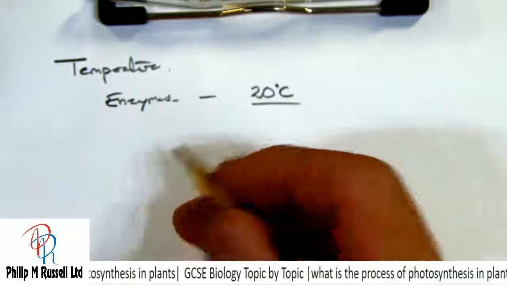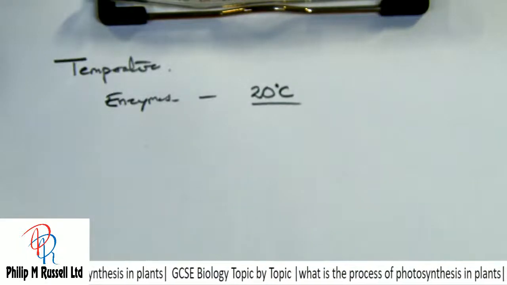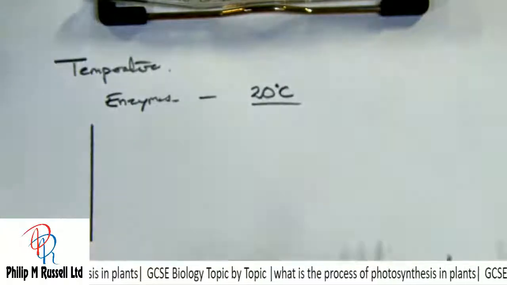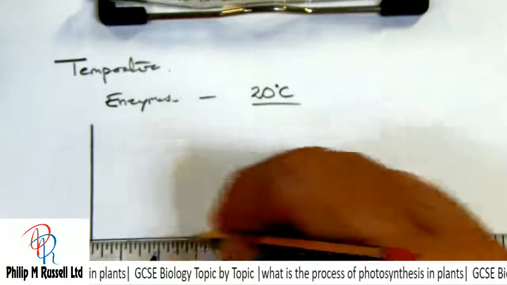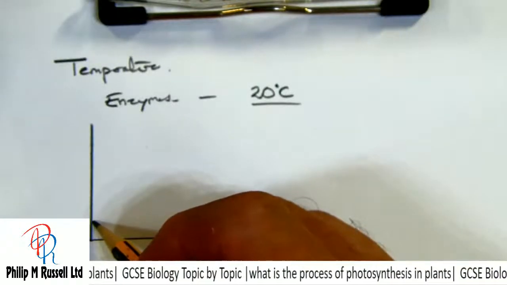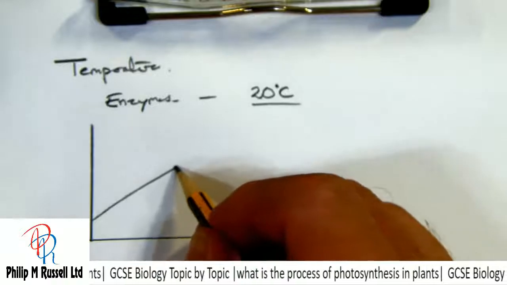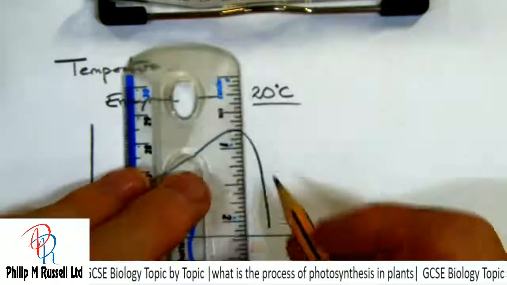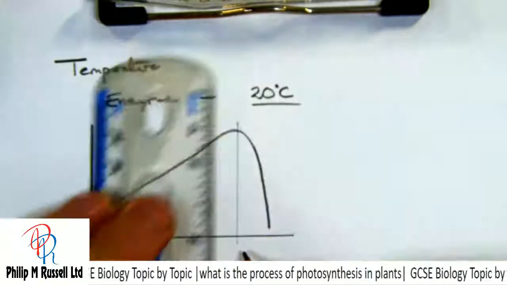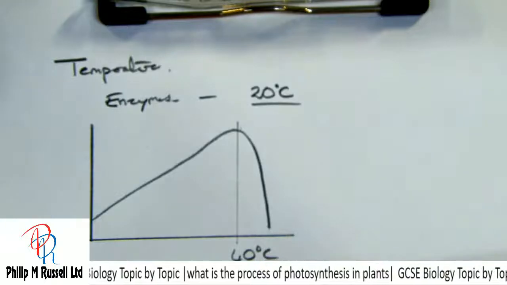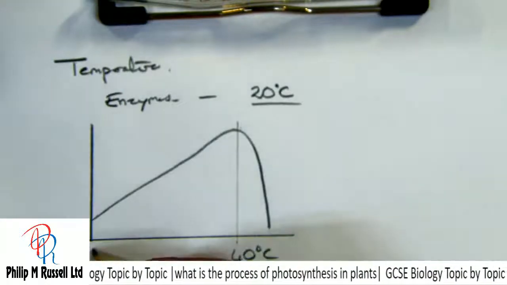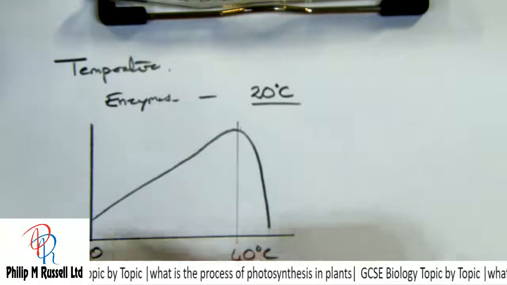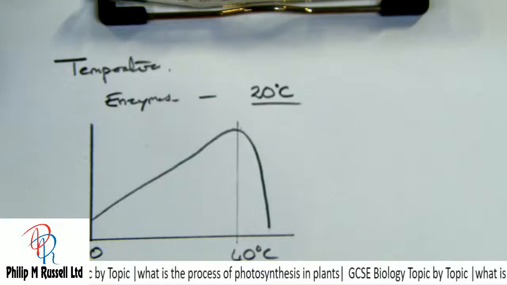If we try to see what that looks like with a temperature curve, it's going to increase and increase and increase, and then we'd have a sudden fall off. This fall off point is about 40 Celsius. Below zero, we don't tend to get any photosynthesis taking place because the enzymes don't work if everything's solid.